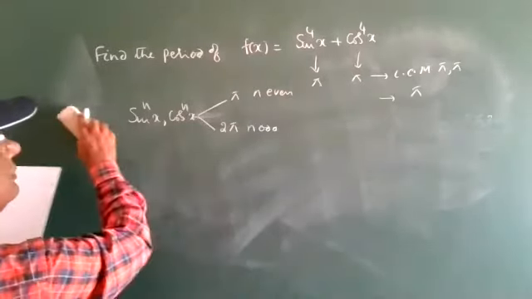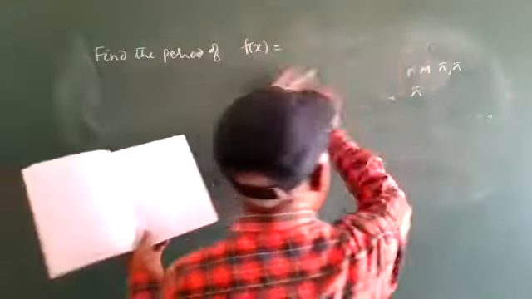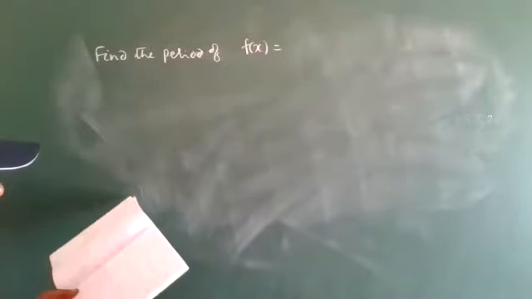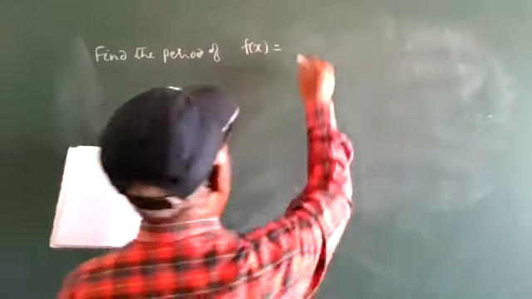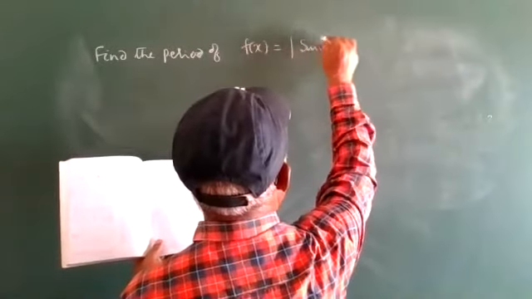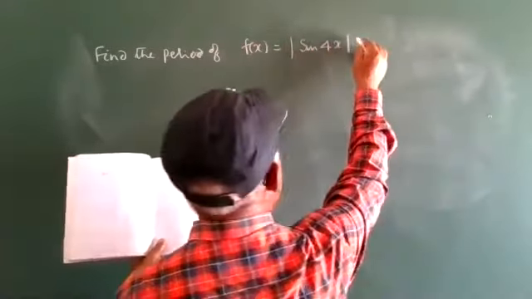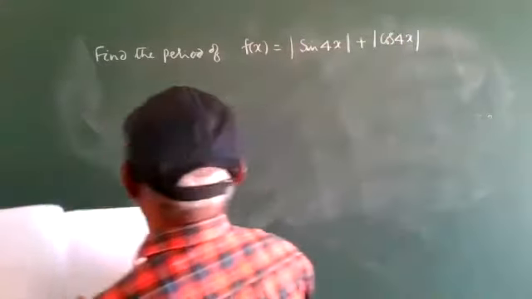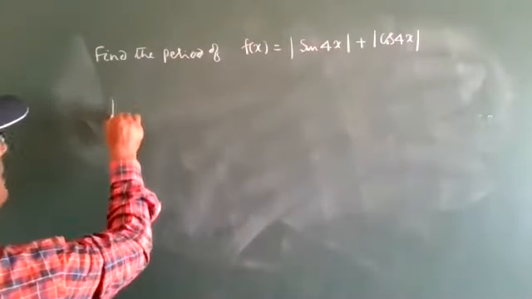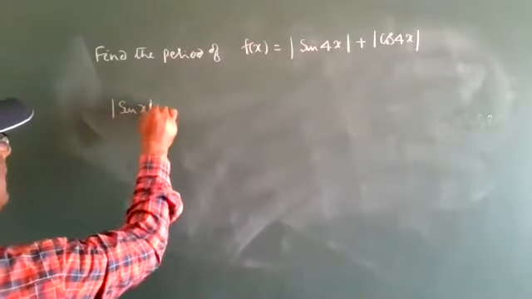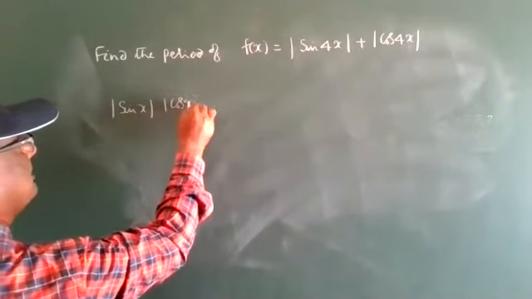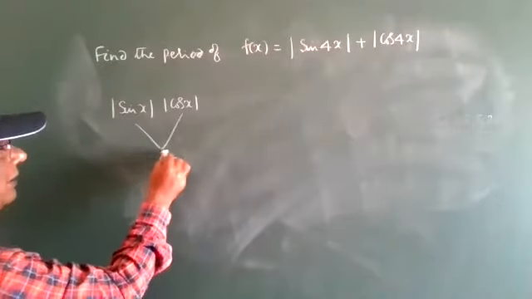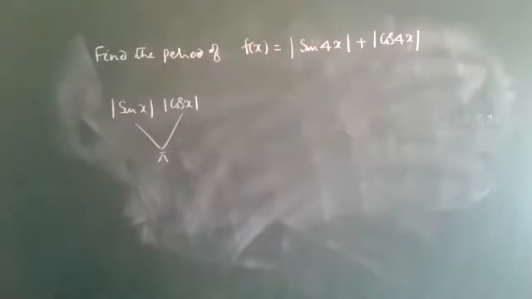Third question. Find the period of f of x equal to modulus of sine of 4x plus modulus of cos of 4x. Already I will tell the point. Modulus of sin x, modulus of cos x, modulus of cosecant x, all have the period pi.